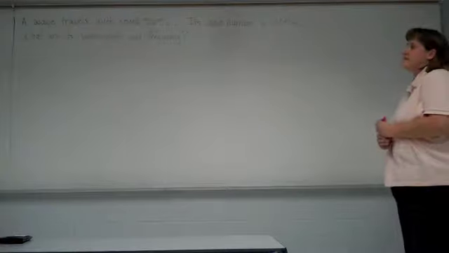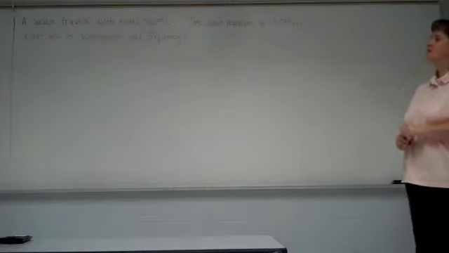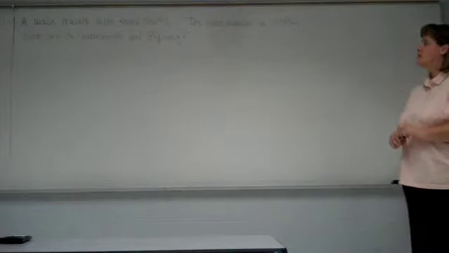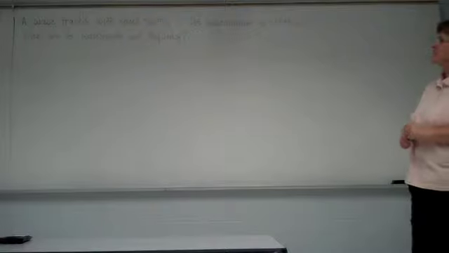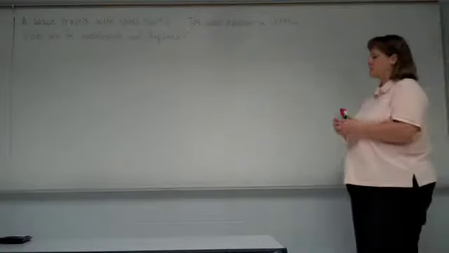So we have our wave. We don't know what type of wave it is, but it doesn't really matter. Our wave is traveling with a speed of 200 meters per second. The wave number is 1.5 radians per meter. We want to know the wavelength and the frequency.